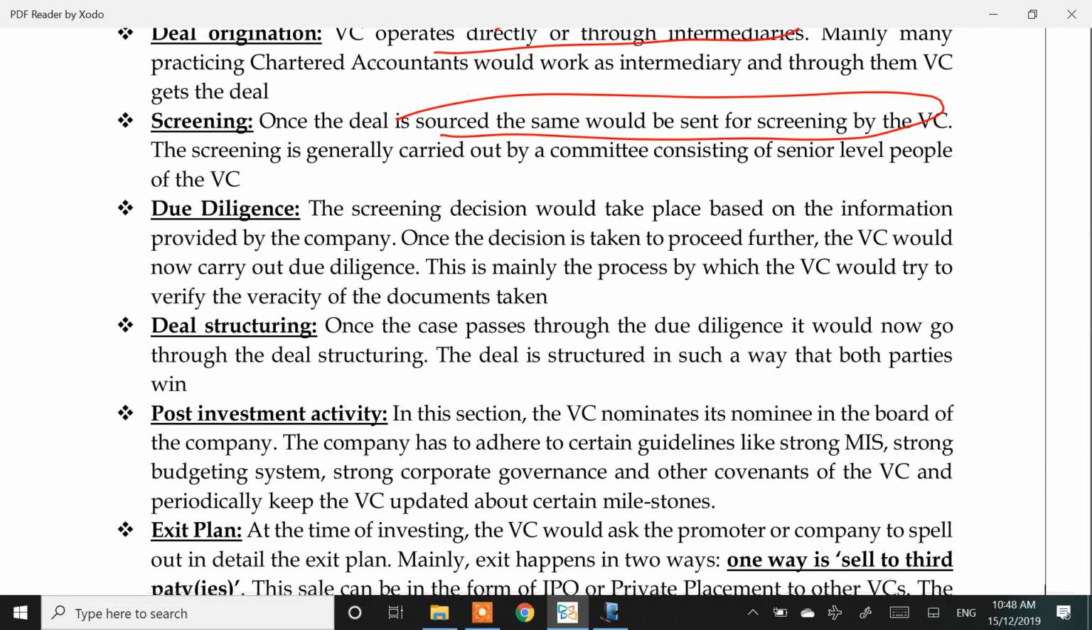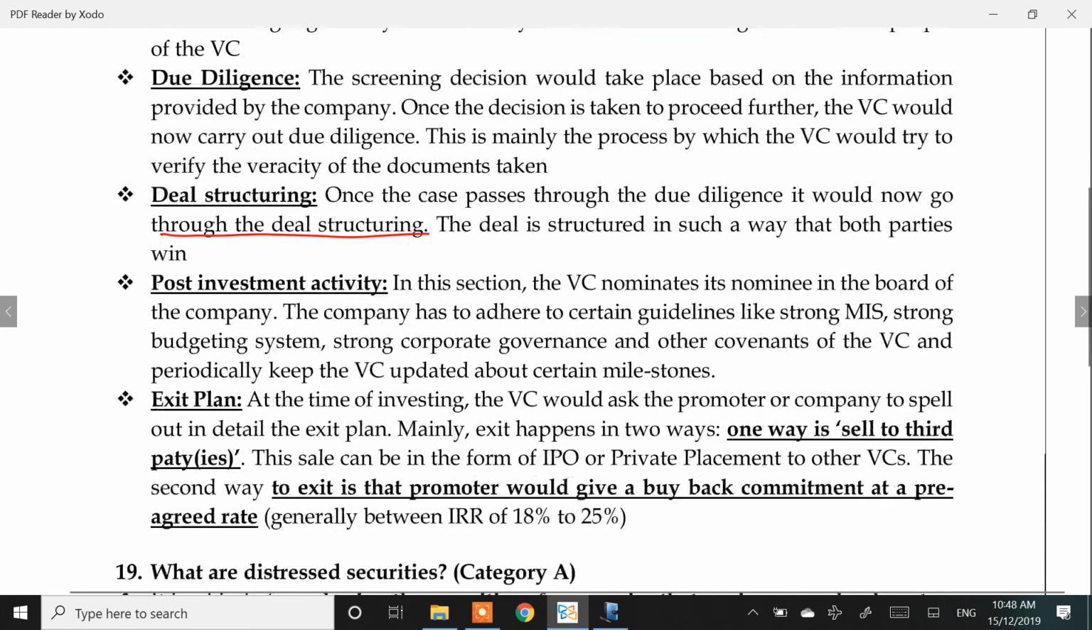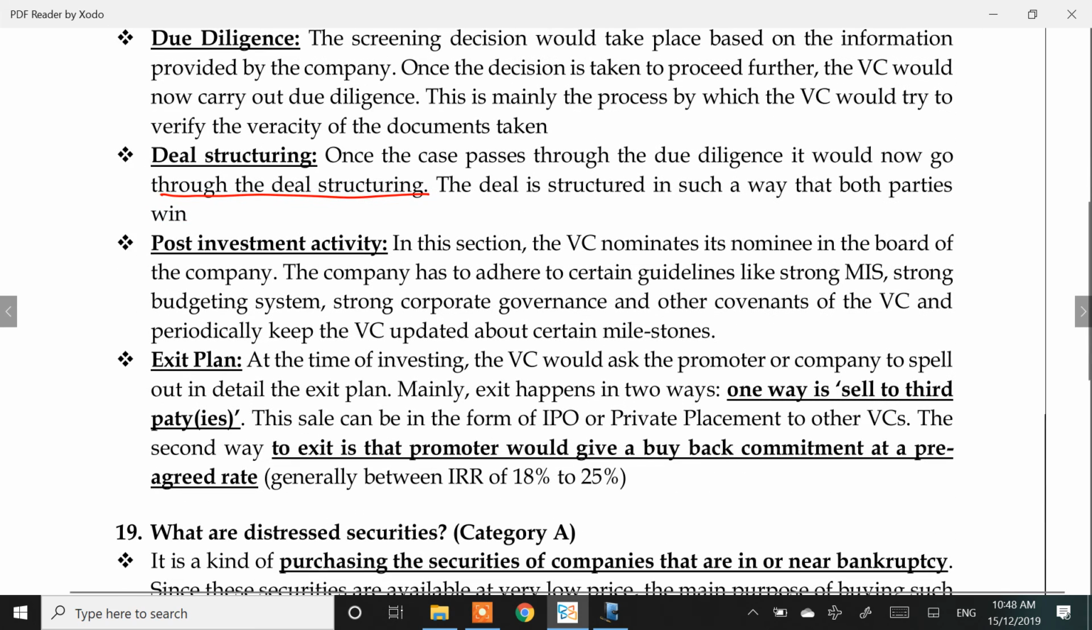Due diligence will be done, deal structuring would be done. Then post investment, the VC will nominate some person who will continuously monitor the performance, and an exit plan will be there. The VC would also put a detailed exit plan. The sale can be in the form of an IPO or a private placement or to other VCs.